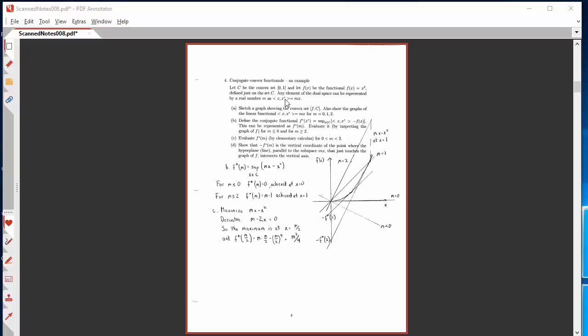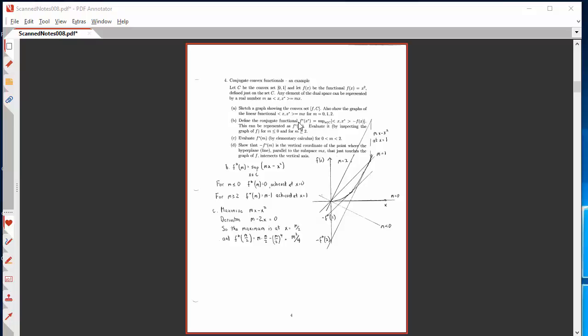We can represent this dual space in a fancy way by saying an element of it is a linear functional x star which acts on x, but in fact these linear functionals are just of the form m times x, where m is some real number representing the slope of the line. So for example, here is the linear functional where m equals 0. Here is the linear functional where m equals 1. Here is the linear functional where m equals 2.